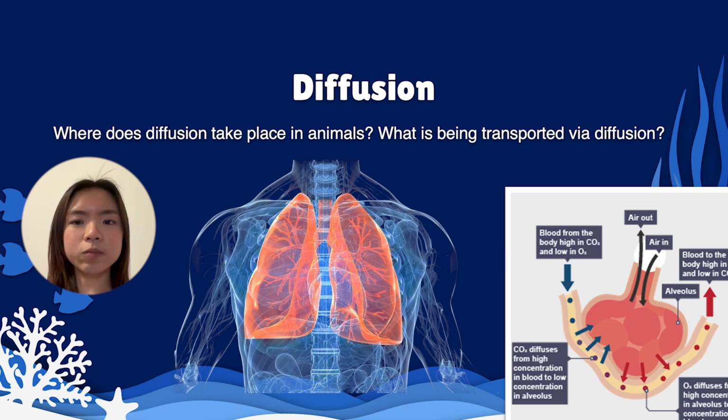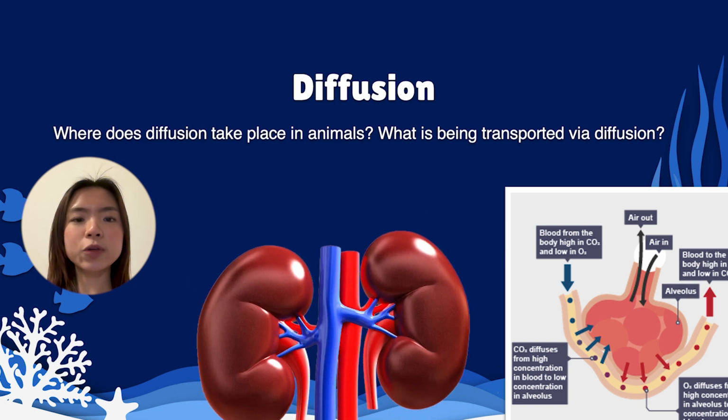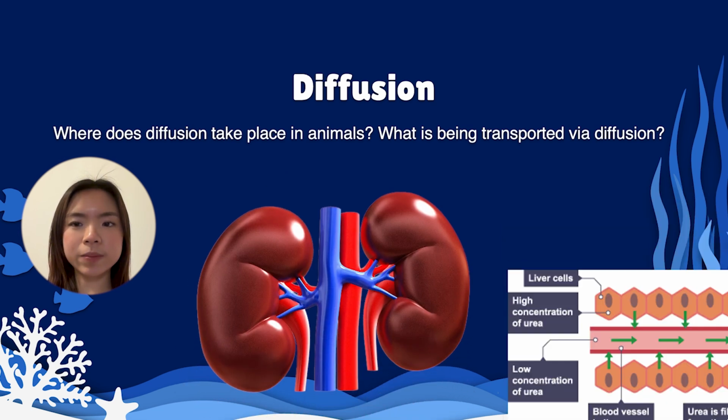This next diagram represents diffusion in liver cells. So urea is the thing that's being diffused here, and urea passes from the liver cells into the blood plasma. So the blood vessel is the tube we can see in the middle, and then this goes from the liver to the kidneys and where it's excreted. So when we say excreted, we mean removed from the body.